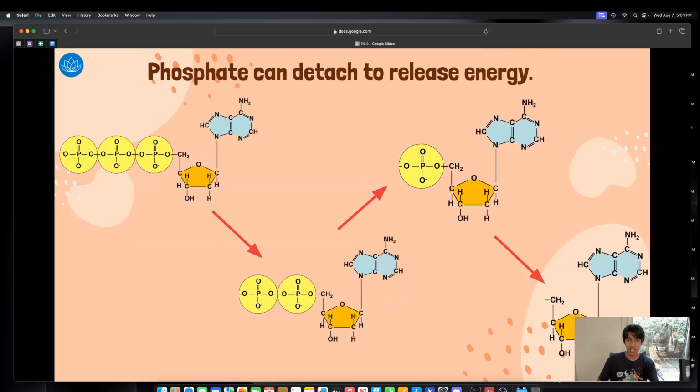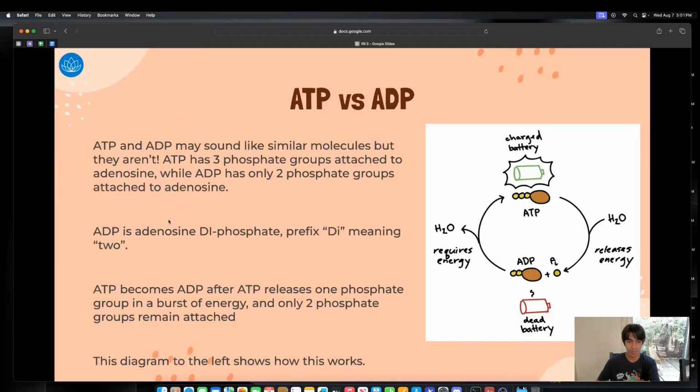And ADP has only 2, right? The second one in this diagram is ADP that has only 2 phosphate groups attached to it. So ADP is adenosine diphosphate, prefix di meaning 2, and ATP becomes ADP after ATP releases 1 phosphate group in a burst of energy and only 2 phosphate groups remain attached.